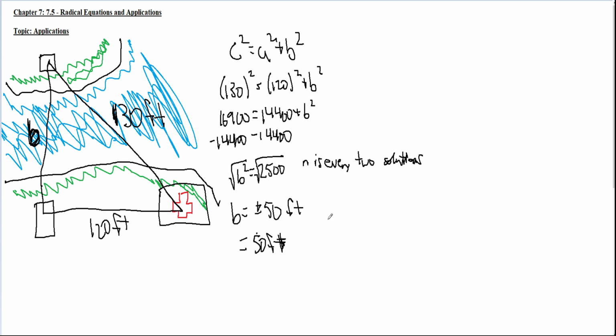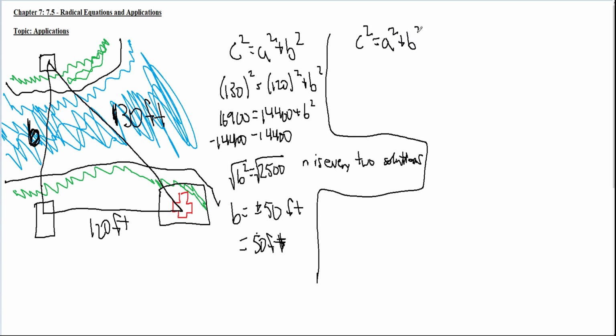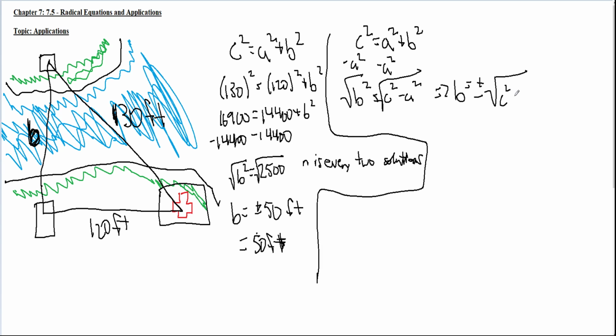The second way is to go about it algebraically and solve for b squared right from the start. So again, we have our Pythagorean theorem. And what I'm going to do is subtract the a squared this time. And so I have b squared is equal to c squared minus a squared. And then I take the square root of both sides. So I have b is equal to plus or minus the square root of c squared minus a squared, okay? And then, again, I just substitute my values.